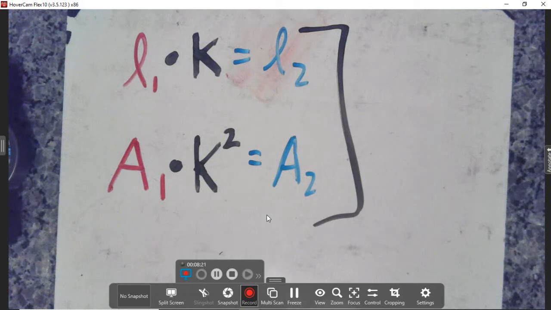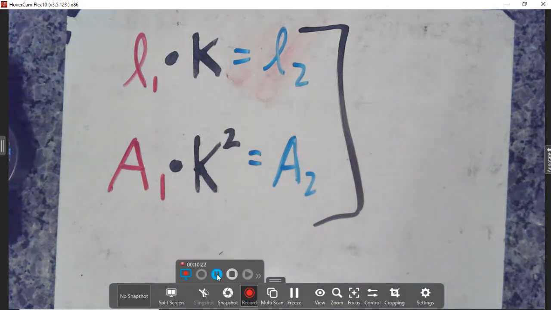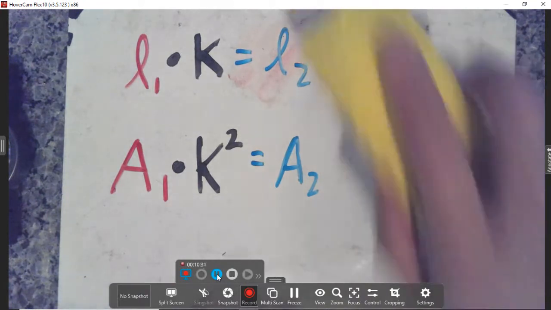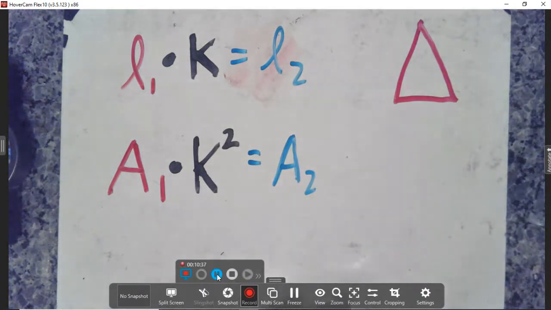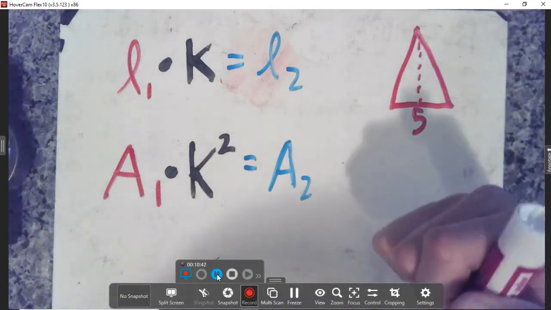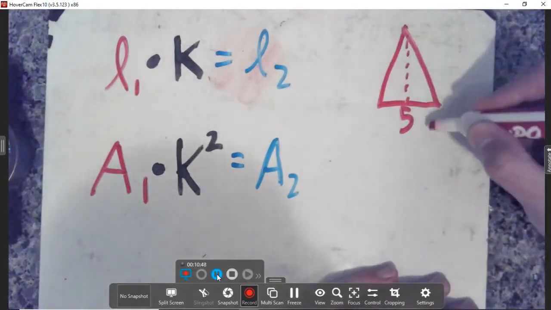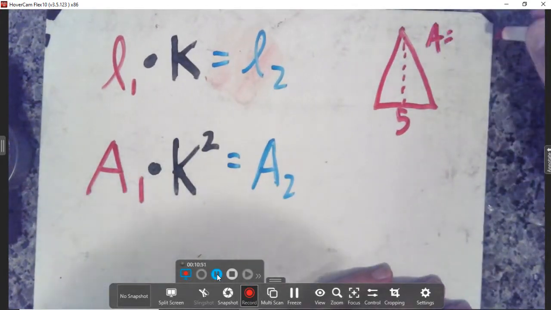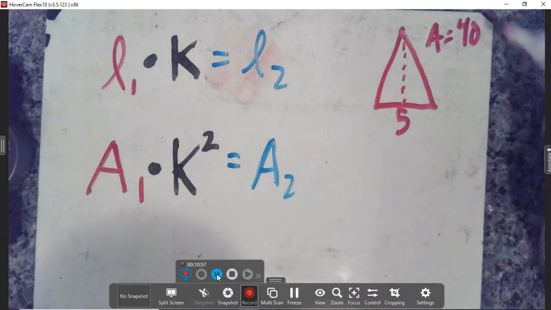So let's go ahead and do an example. For our example, let's put a smaller shape, and let's say it's a triangle. It has a length of 5 here, and we don't know the height. Remember, that's where this formula comes in handy. Let's say all we know is that that's a 5, and then we know the area, and let's say the area here is equal to 40. So we've got a length of 5, area of 40.